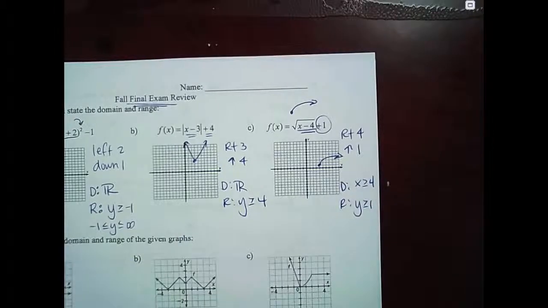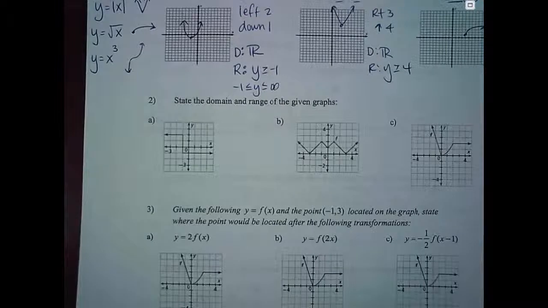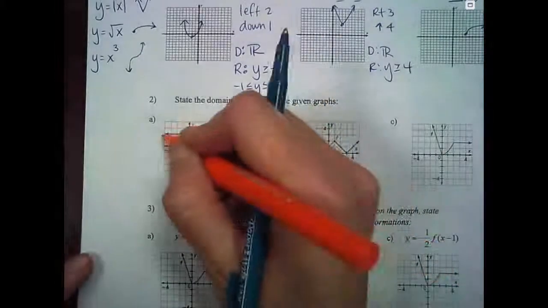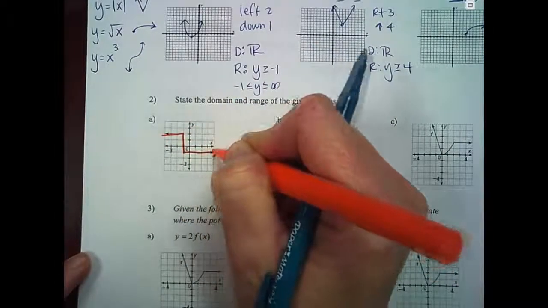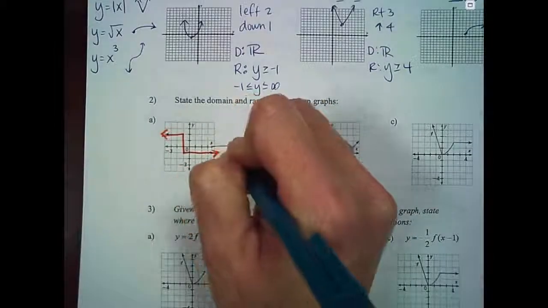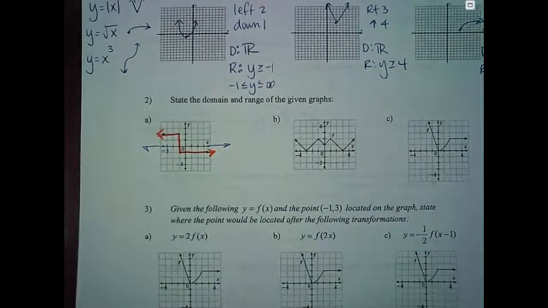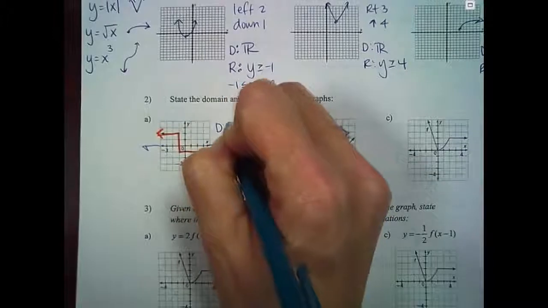Okay. Number 2. These are just state the domain and range. I'm going to do one of these with you, and you can do the rest. But here's this problem. What's the domain of a problem that looks like that? Yes. You'll notice you're going to have to continue the x-axis so the graph can keep going. So if you have to keep the x-axis going, then all the numbers for the x's. So domain is all real.